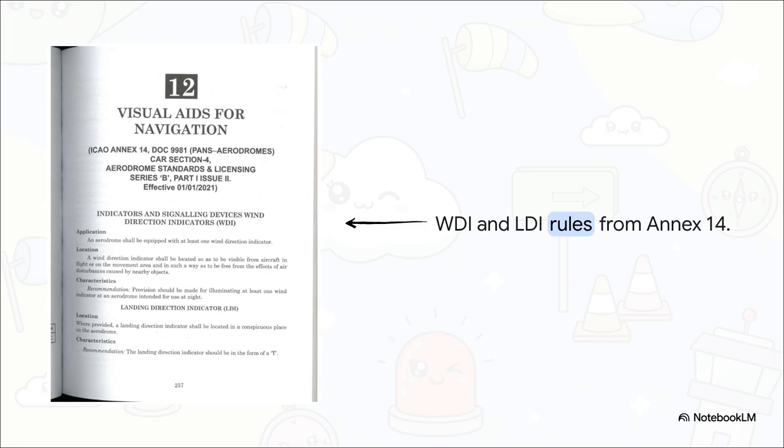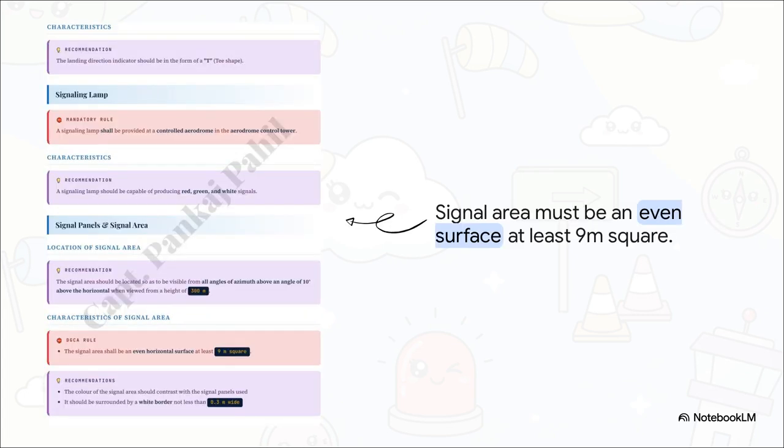Now, here is a critical DGCA exam tip you need to jot down right now. It's about the landing direction indicator, or LDI. If an aerodrome provides one, the LDI must be conspicuously located, and, by official recommendation, it should be in the exact form of a capital T. Remember that shape for your exam. T for touchdown direction.